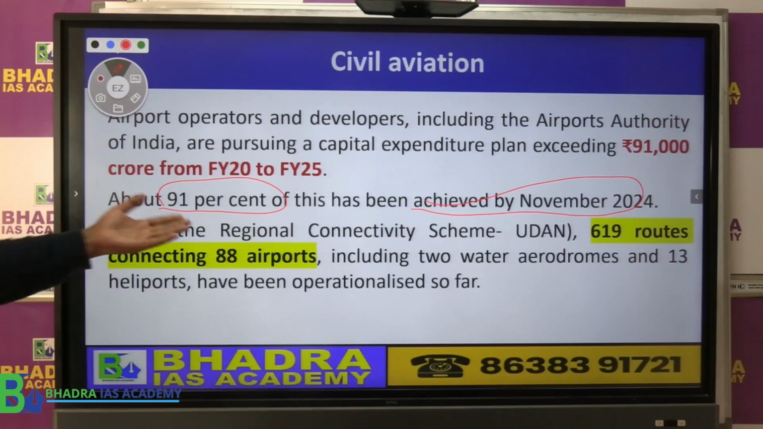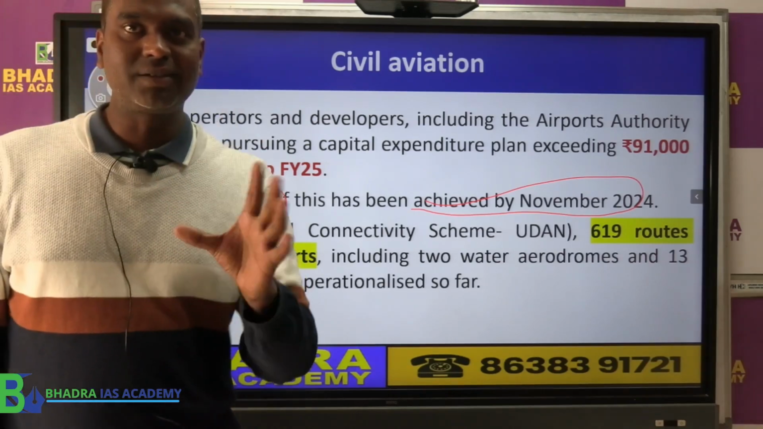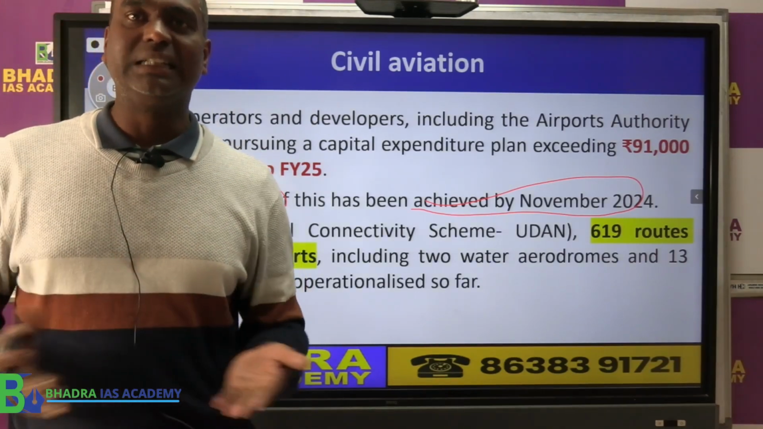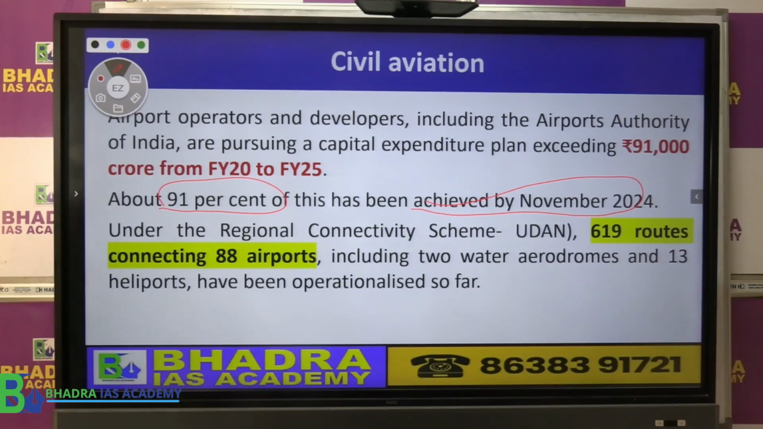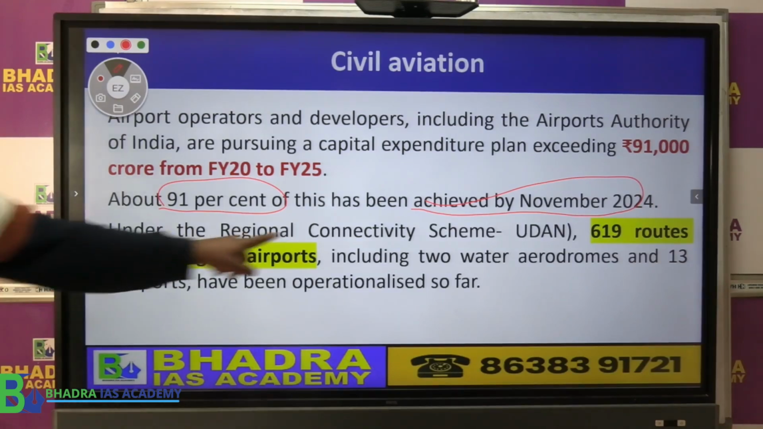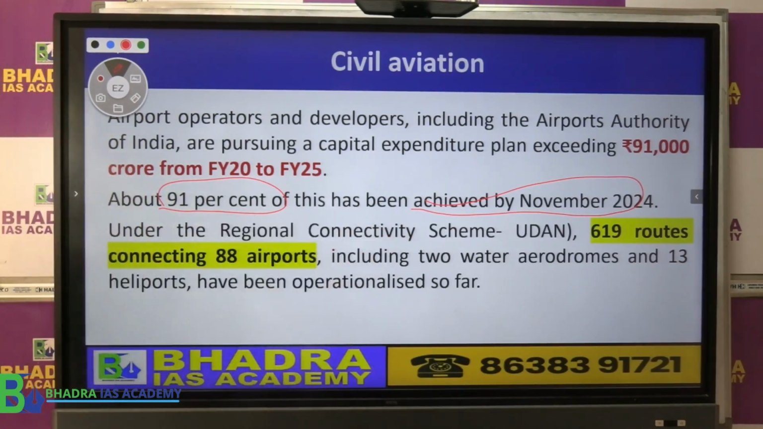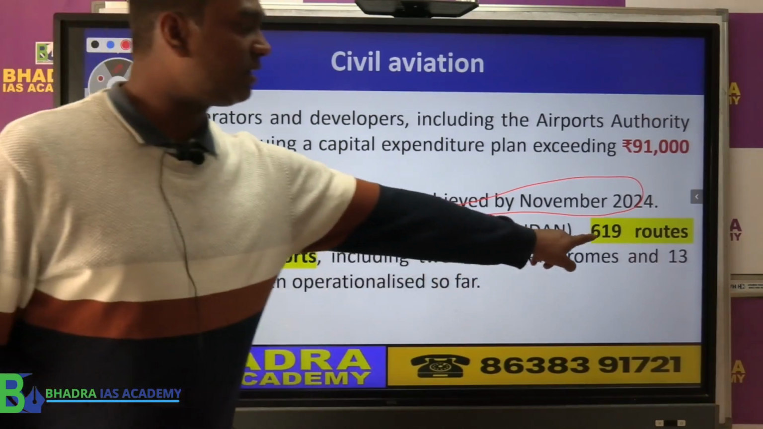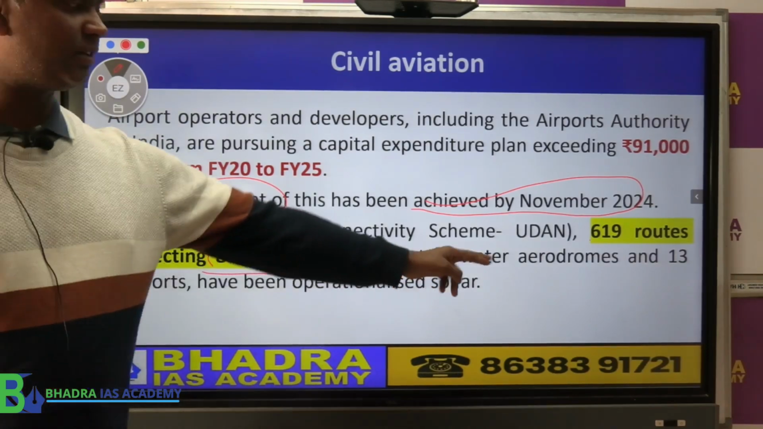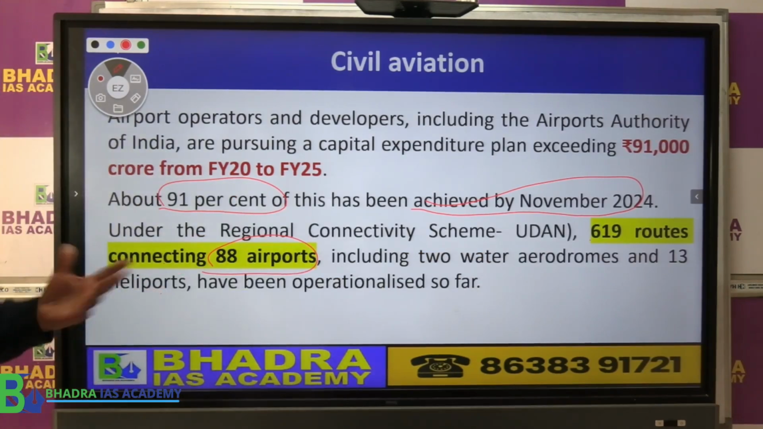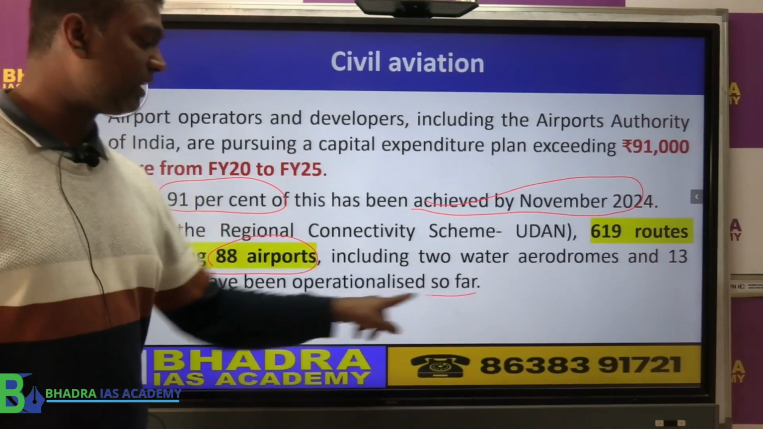Now you may be familiar with what we call the UDAN scheme, which is used for regional local connectivity. The government is trying to give an update: under this UDAN regional connectivity, about 619 routes connecting 88 airports, including water aerodromes and helipads, have been operationalized.